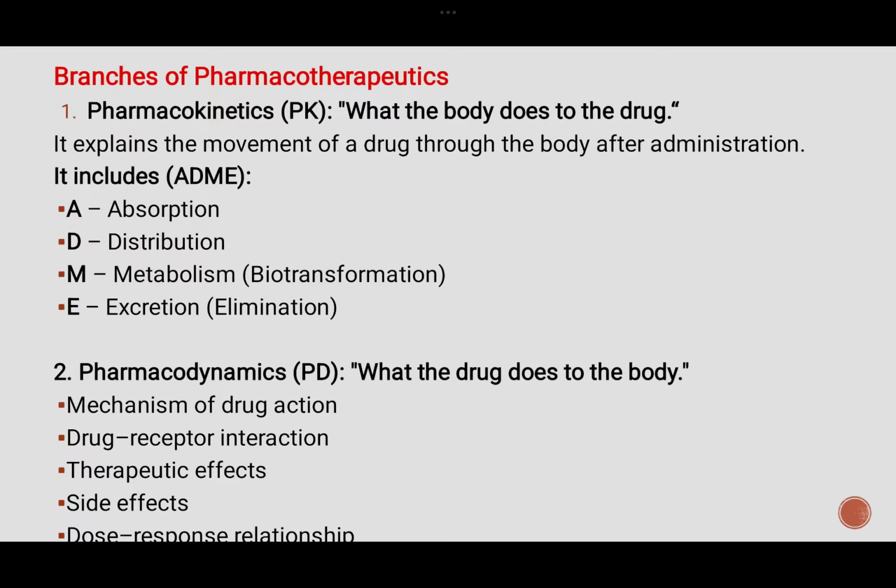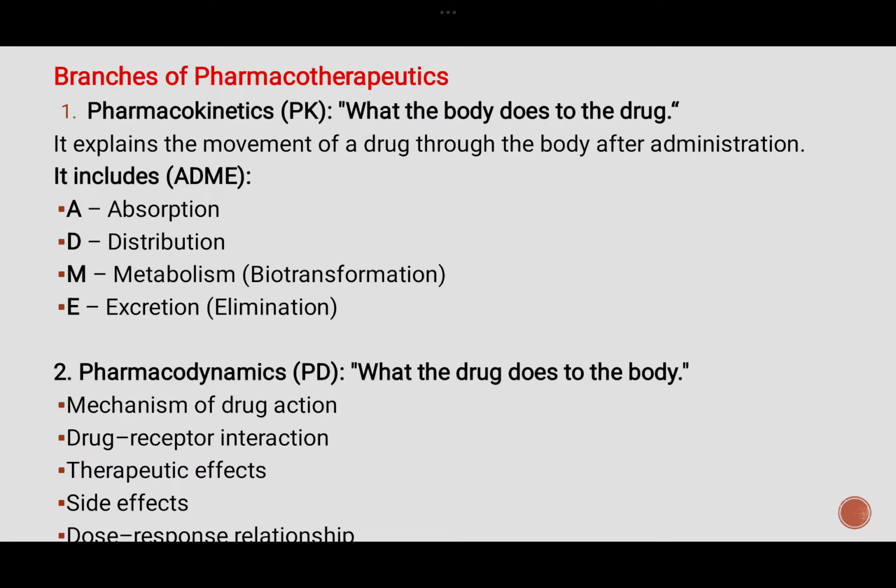Then, side effects. Sometimes medicine also produces unwanted effects. Here unwanted effect means side effects. For example, some antibiotics may cause nausea or diarrhea, and some painkillers may cause stomach irritation. Not every patient experiences side effects, but healthcare professionals should always be aware of them.